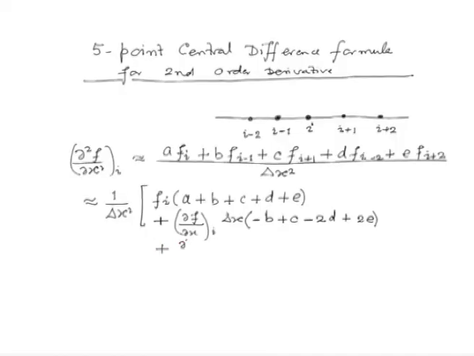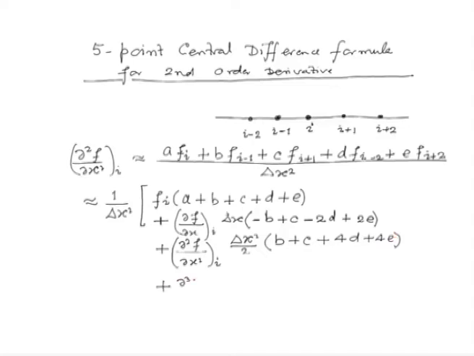Next let us collect the terms containing the second order derivative ∂²f/∂x² at i. Let us take this Δx² by 2 outside. So from the expansion of f_{i-1} we will simply get plus b. From the f_{i+1} expansion we get the contribution c. From f_{i-2} and f_{i+2} we have 2Δx whole square, so here we will get 4d plus 4e.